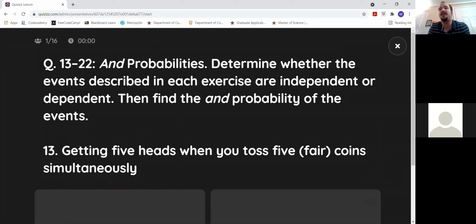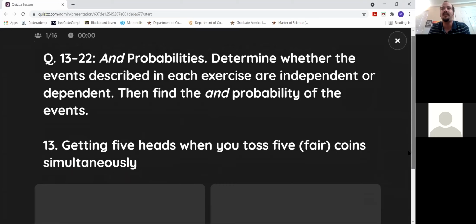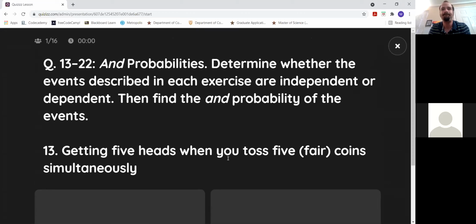Getting 5 heads when you toss 5 fair coins simultaneously. A lot of these are probabilities, and you should put them in reduced fractions. That's what I'm going to suggest. There might be a few times where I don't put them in reduced fractions. There might be a few times where it benefits us to maybe not reduce it.